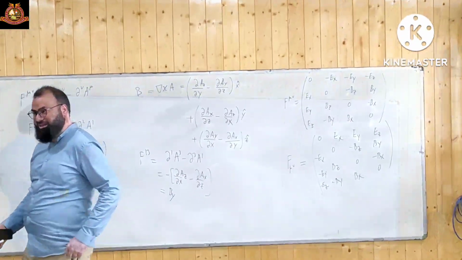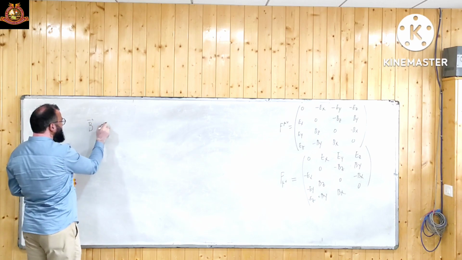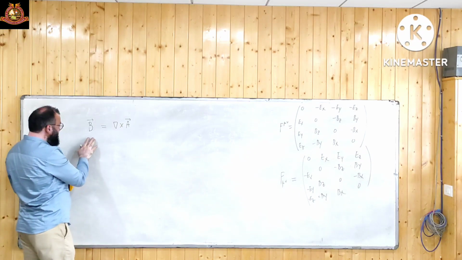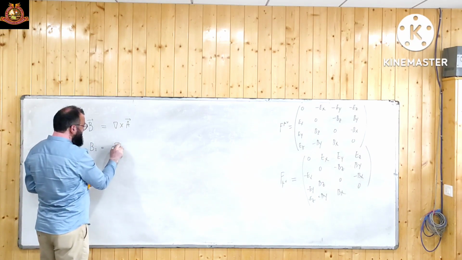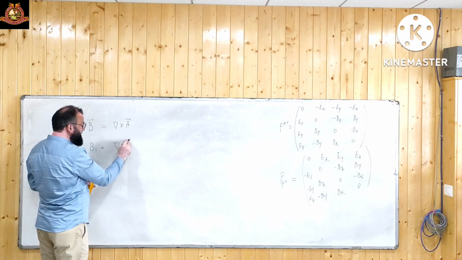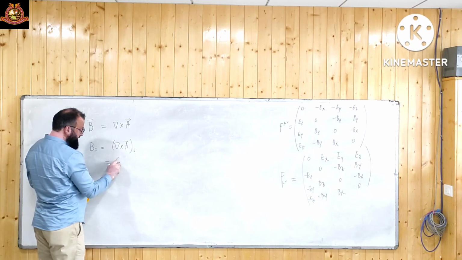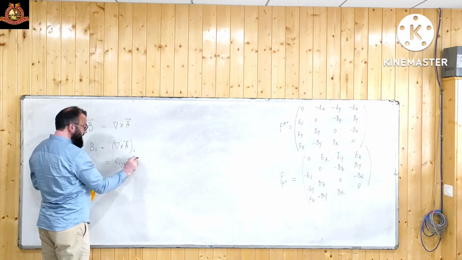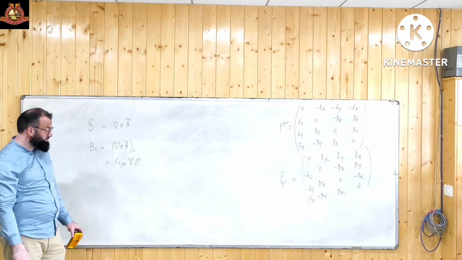So this will be last. Let's write the B vector as curl of A. Let's write its ith component. Now tell me what is that? It is the ith component of this object. So let's put it in the tensorial notation. It's epsilon i j k, partial j A k. Is that true?